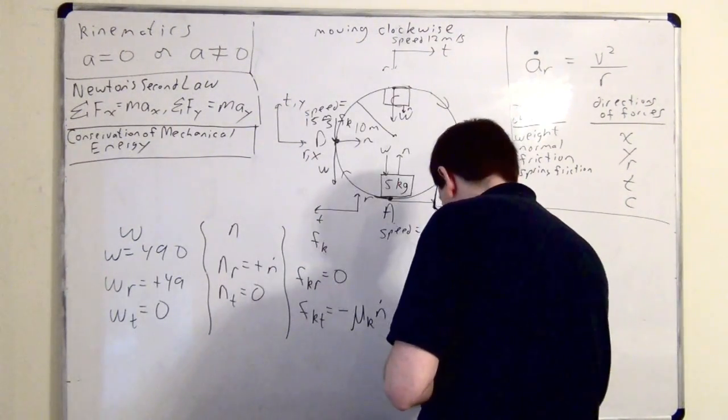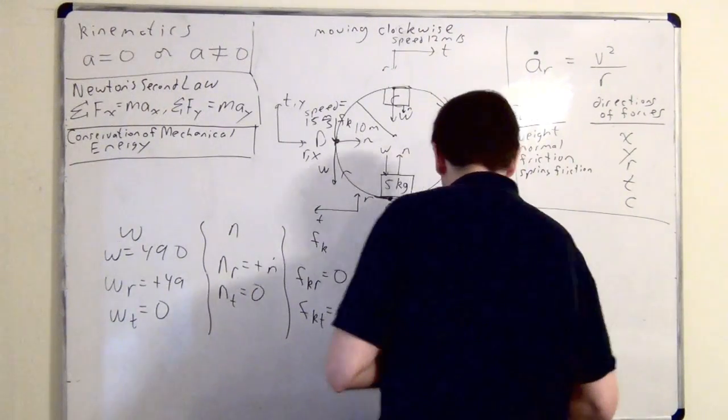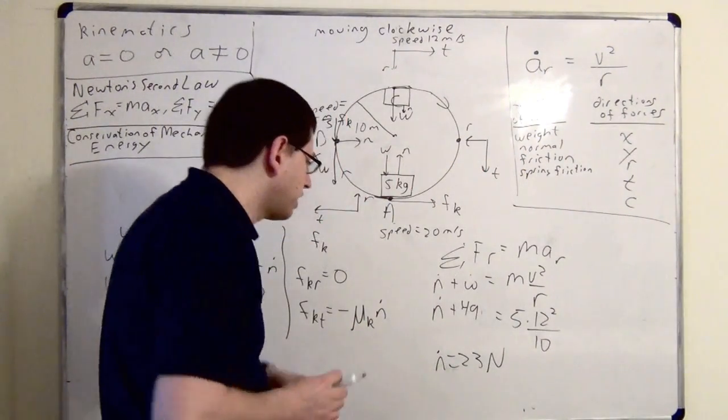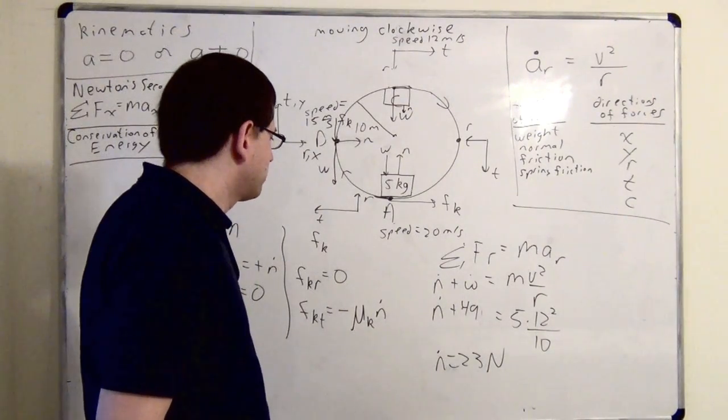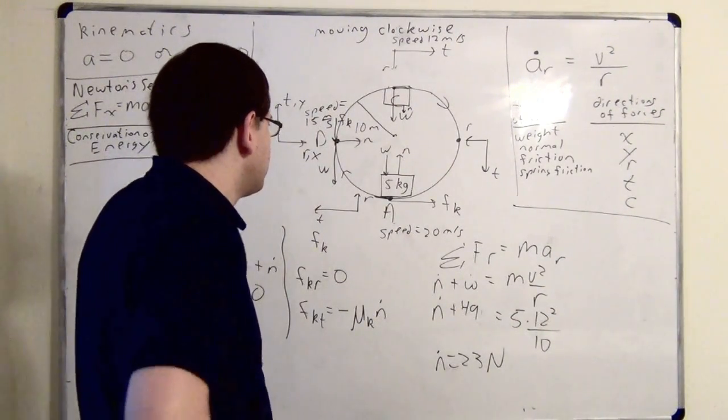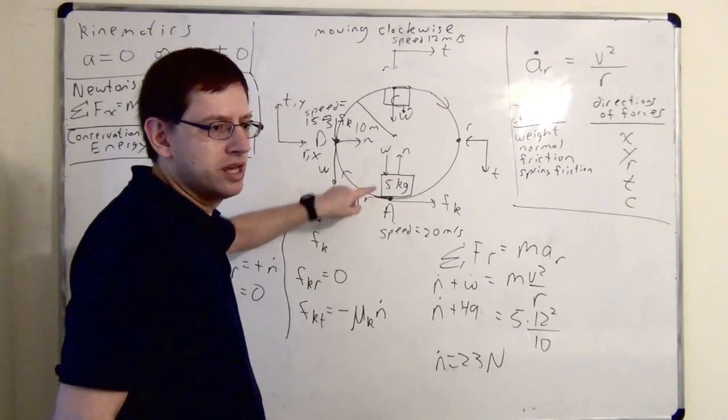What did you get as your answer? Positive 23 units is the normal force. Okay, very good. Great. So that's how we would go through with this.